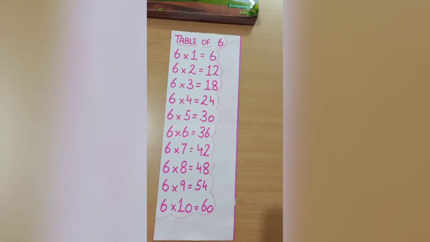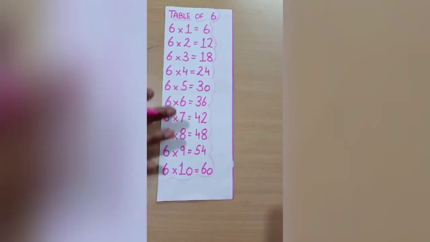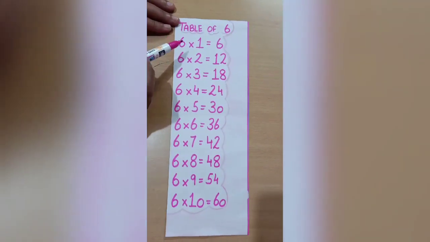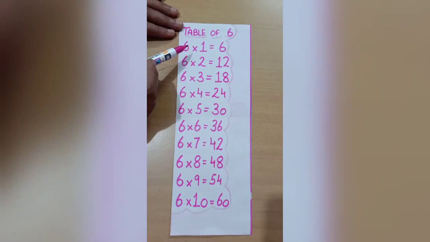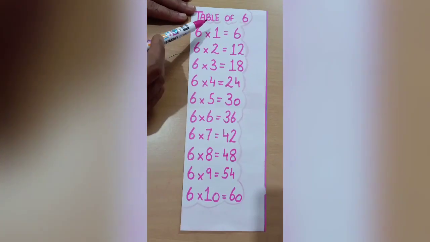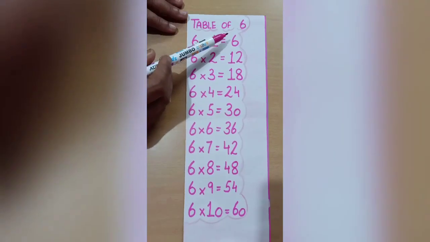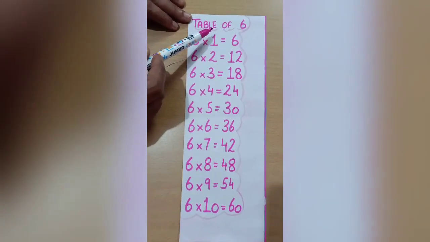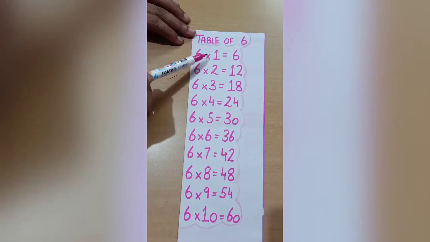Then come to table of 6. Okay. Table of 2 to 5, we have already done the revision of, that comes in first term. So this one table of 6 is added in second UT. Okay. So we'll do the practice of table of 6.